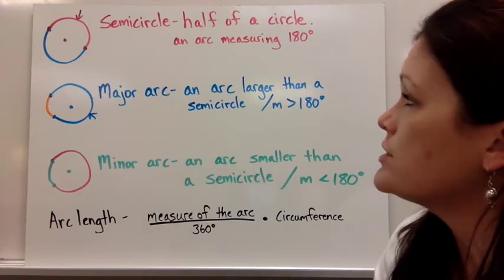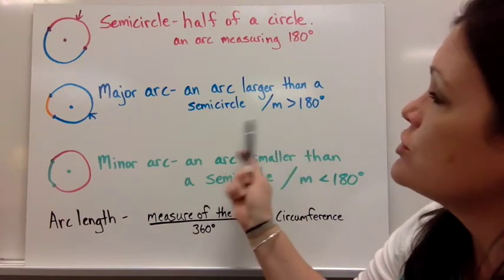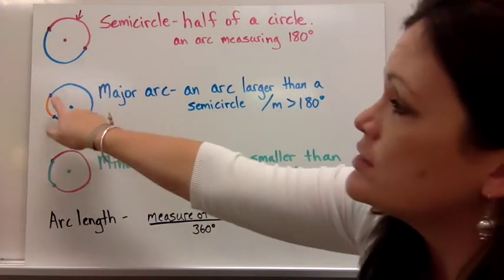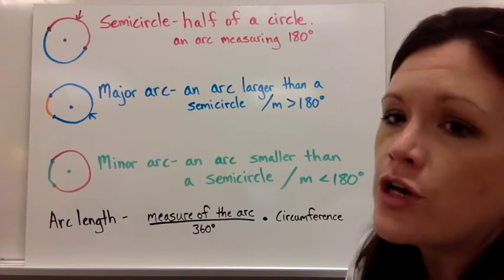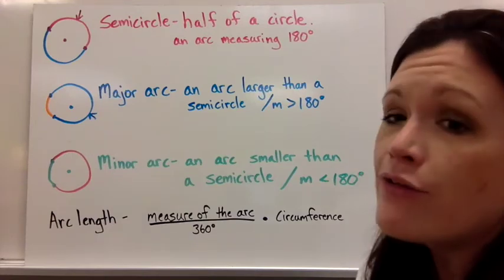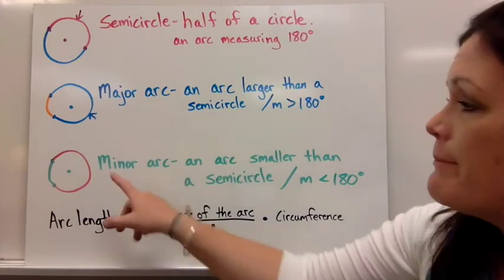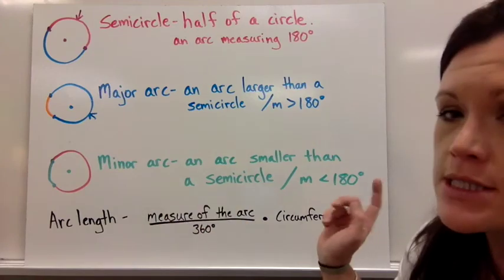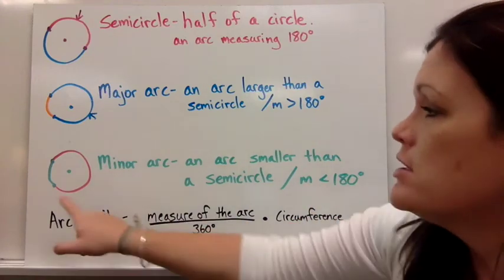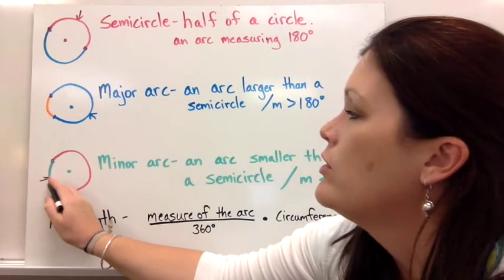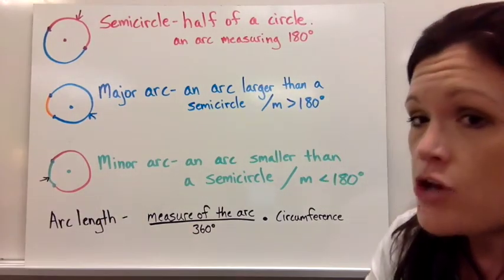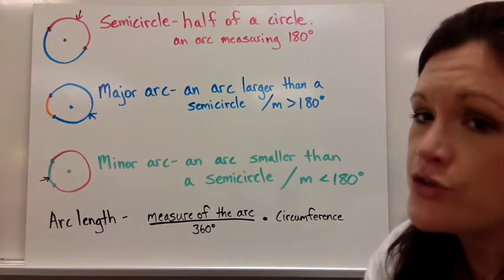A major arc is an arc that measures larger than 180 degrees. So over here it's pictured in blue. It's the one that goes further around the circle than 180, or more than halfway around your circle. A minor arc is when you have an arc that's smaller than 180 degrees. So that's pictured over here in green. Let me draw a little arrow. So that's if it's less than 180 degrees, or less than half of your circle.